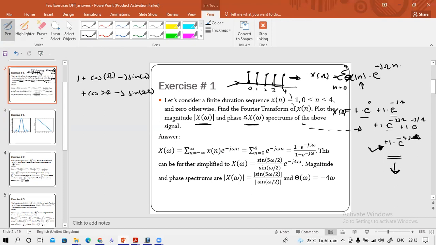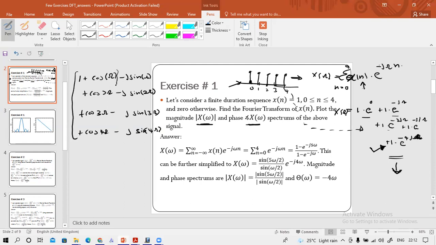For this part, e to the power minus 3j omega, theta is equal to 3 omega, so you have plus cos 3 omega minus j sine 3 omega. Here you have cos 4 omega minus j sine 4 omega. This kind of terms you will have, and you can see that these are the real parts and these are the imaginary parts.